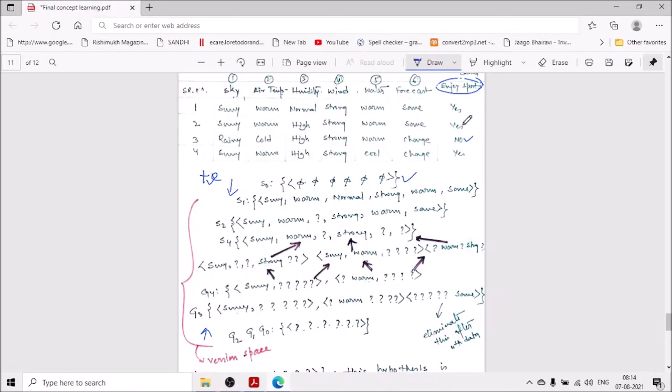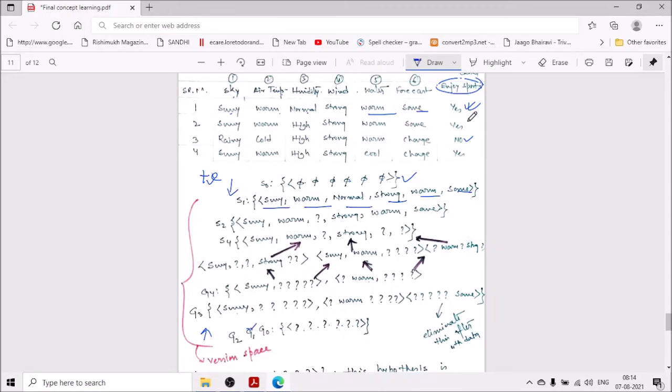So the first one is the positive data. We just copy as it is: sunny, warm, normal, strong, warm, same. Keep as it is. So G1, keep G1 as it is, don't do anything.